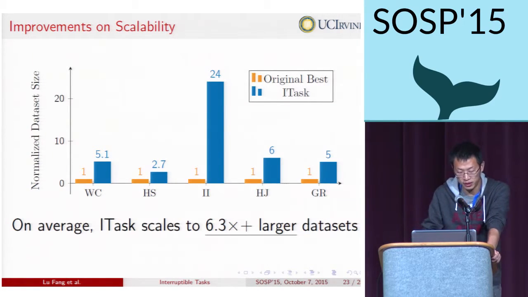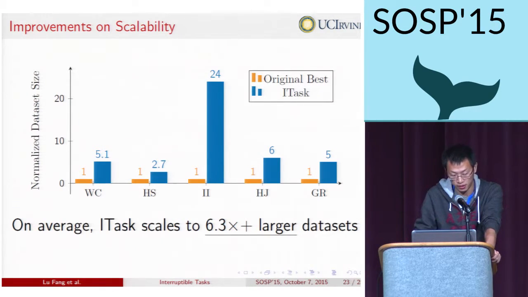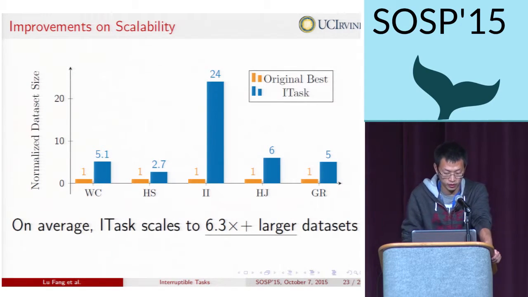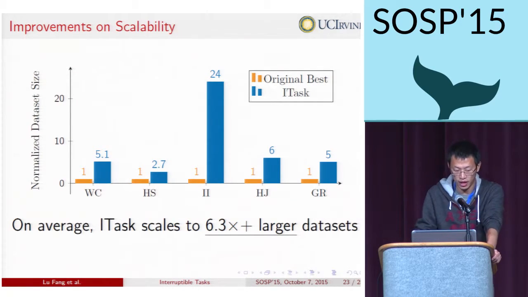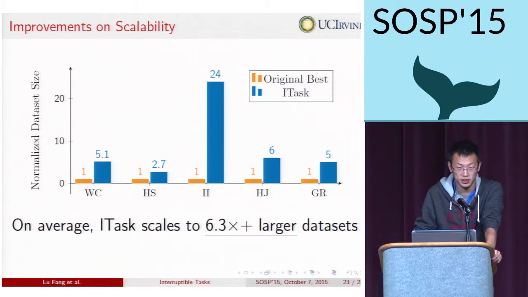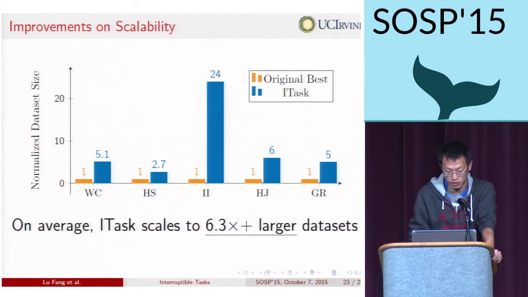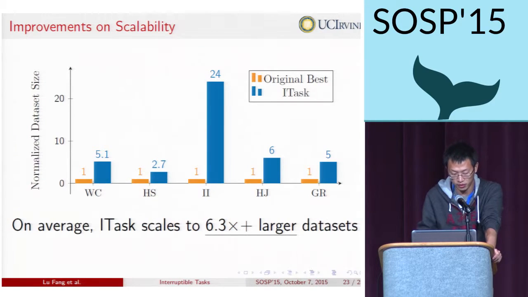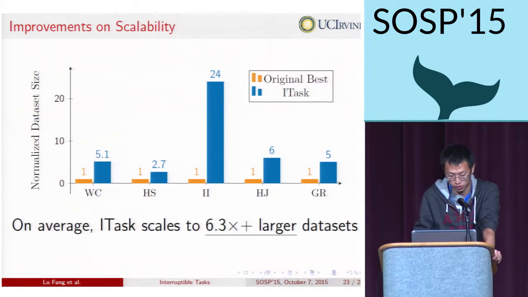This figure shows the improvements in the scalability of our itask system. The x-axis is the benchmark name, and the y-axis is normalized scalability. We define scalability as the largest dataset size. Higher is better in this figure. On average, itask can scale to about 6 times larger datasets. But actually, I think our itask technique can scale to even larger datasets, because in some experiments we do not have a larger input. We already use the largest input.